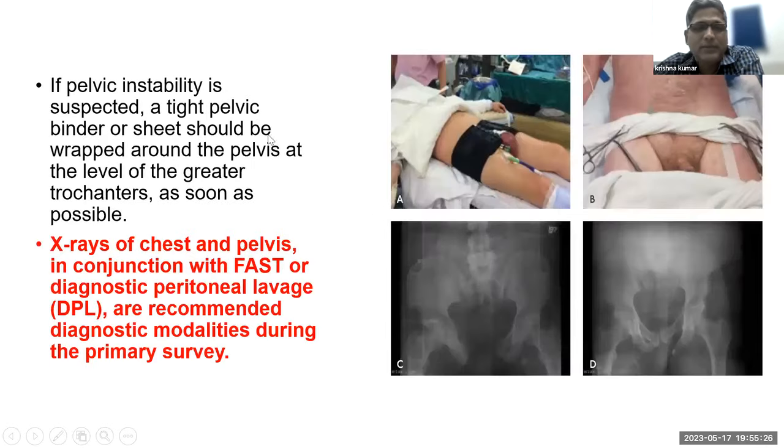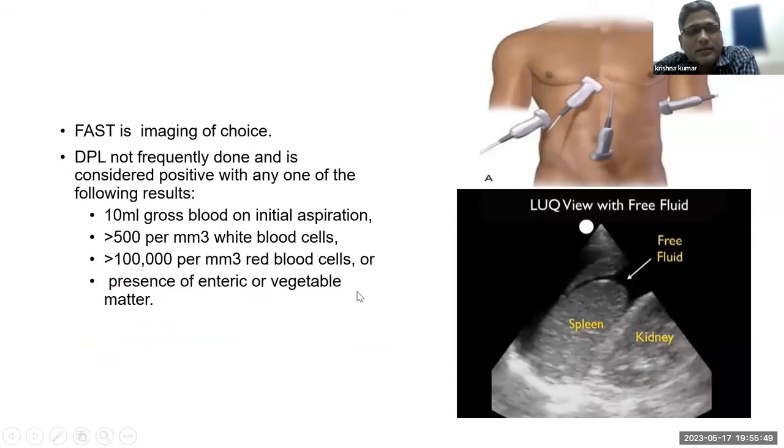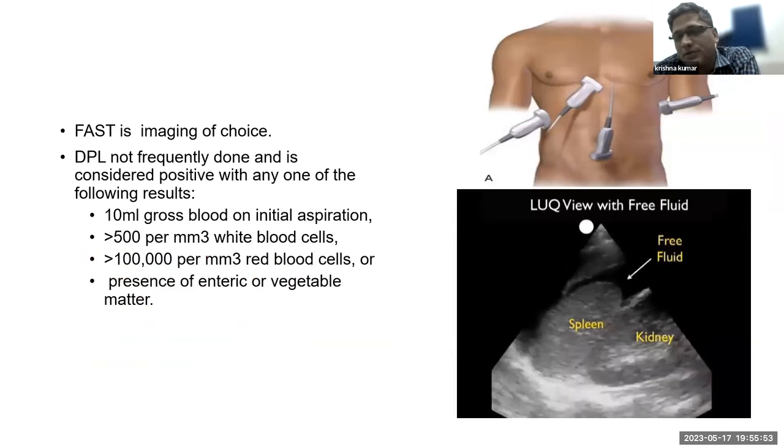If there is pelvic instability, as already discussed, apply a pelvic binder, or if nothing is available, you can even use a bed sheet to bind the pelvis. X-ray chest and pelvis, FAST, and even DPL, diagnostic peritoneal lavage if FAST is not available, are recommended as diagnostic modalities during the primary survey. FAST is a very good tool that can be used at the bedside because it is quite portable and it helps in diagnosing.